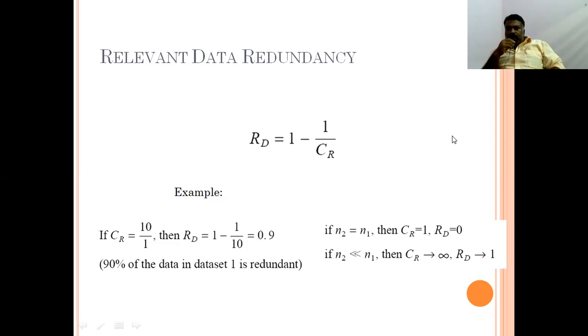So that is the meaning of redundancy. In a simple way, redundancy means the concept, the content, the paragraph, the information or the data that appears repeatedly, recursively.